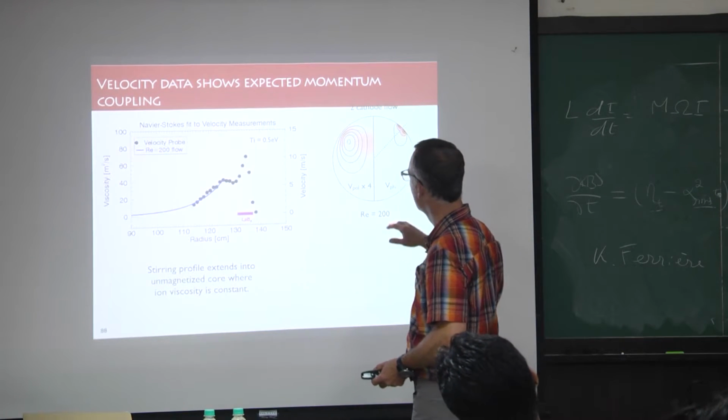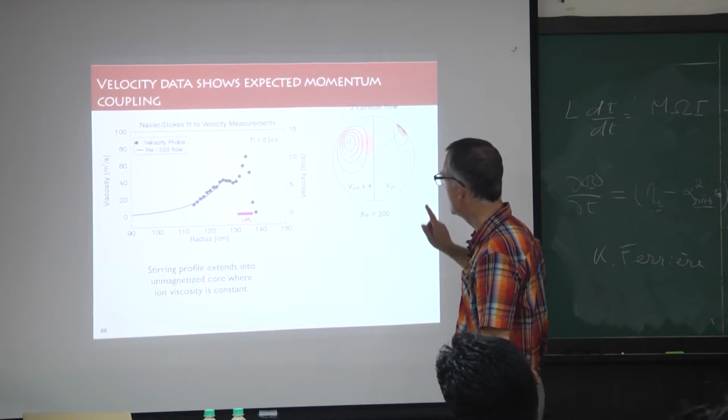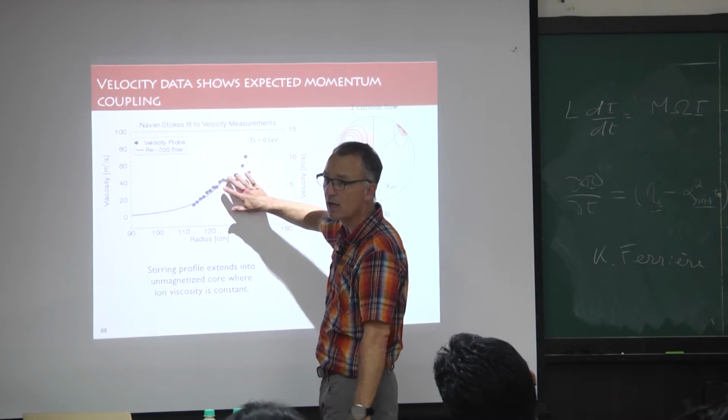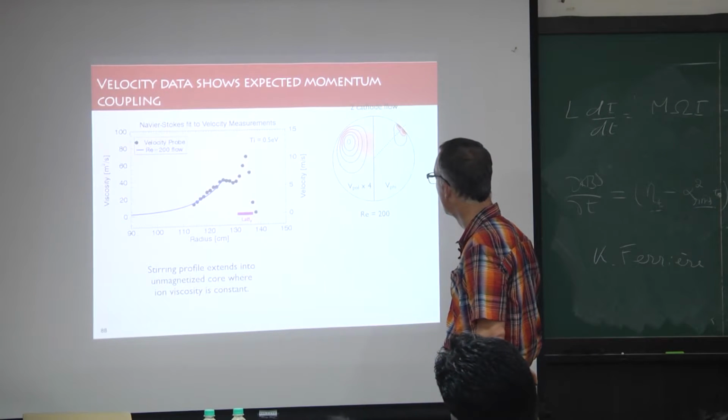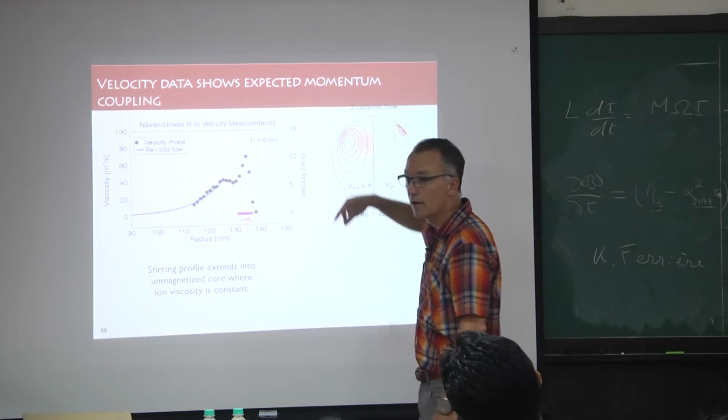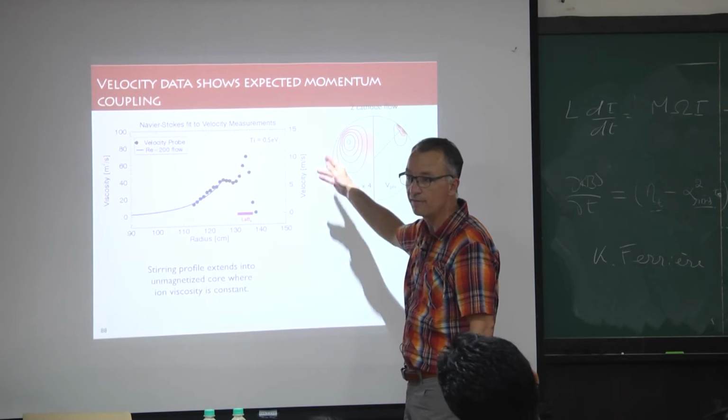So in this plot, V phi is what we're measuring. It's going out. It's going around this way. Yeah, it goes to the outside. It flows to the outside.